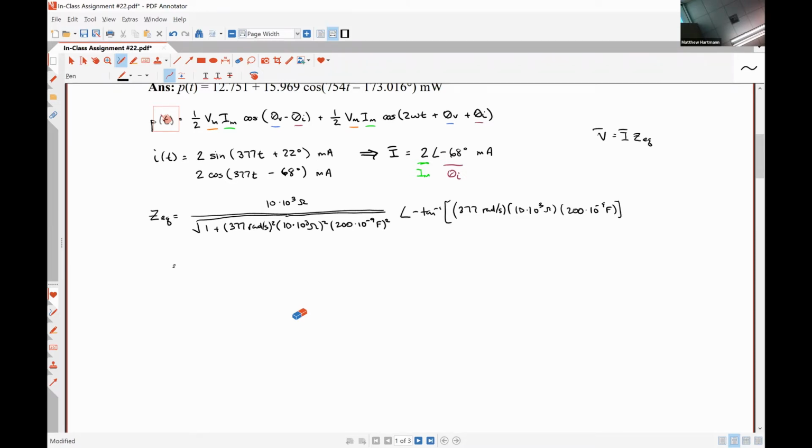Slightly different way. 1 plus 377. On my calculator, it ran out of memory to be able to do that operation, so 10 times 10 to the 3. I'm breaking it up into smaller parts.